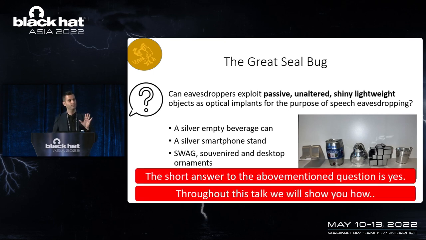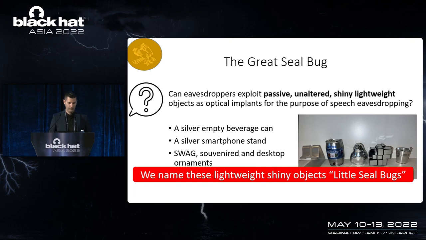Now, I will start with a short answer. The short answer to this question is yes, and throughout this talk, I will try to show you exactly how. And just for you to see, this is an example of the type of objects that we are speaking of. Okay, again, a passive, shiny, and lightweight object that reflects light. And throughout this talk, we name this type of objects little seal bugs. They are lightweight, shiny objects which reflect light.